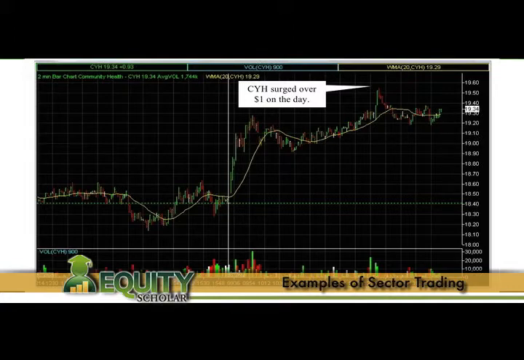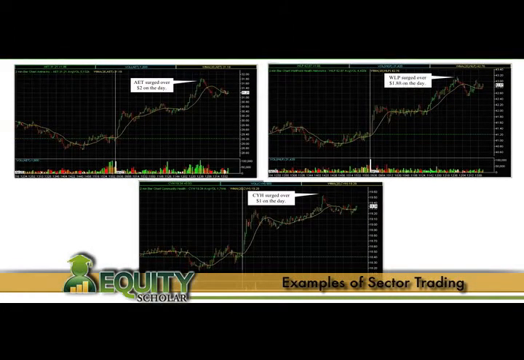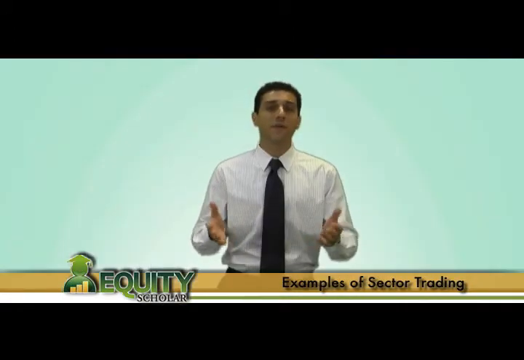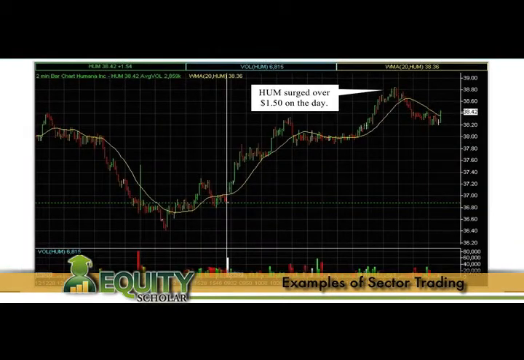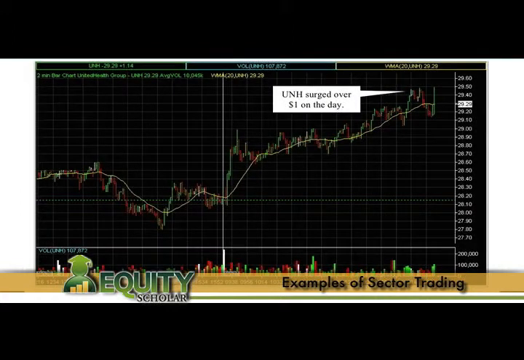While the move in this stock is very similar when comparing it on a percentage basis to that of WellPoint and Aetna. From this next chart, we see another stock with almost an identical move to that of the first three. In this chart, we see Humana, ticker symbol HUM, up over $1.50. Moving on to the next chart, we see yet another similar move, this time in United Healthcare, ticker symbol UNH.